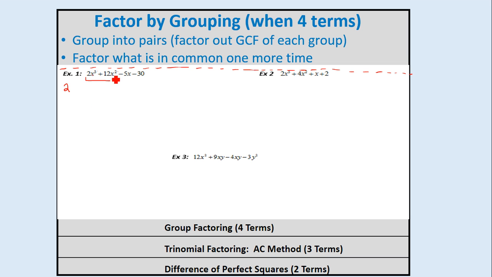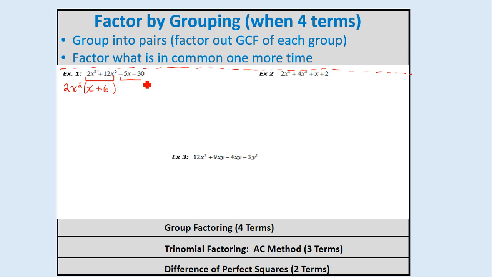This one has an x to the third, this one has an x squared, so I can divide out an x squared. Now let's literally do that for those two terms. 2 divided by 2 is 1. X to the third divided by an x squared leaves me with an x. Now plus sign. 12 divided by 2 is 6. X squared divided by x squared, so there's no more x's there. So out of these two pairs, I divided out a 2x squared and was left with x plus 6.